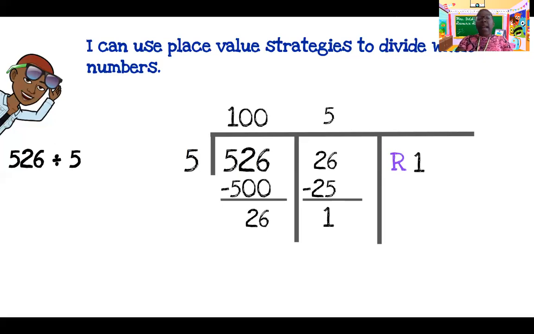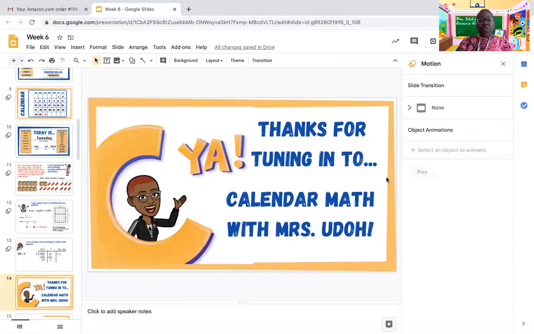So remember, we're not quite done yet because we said that these are partial quotients. So we have to put them together to get our final answer. So we're going to say 100 plus 5 equals, that's right, 105. And we have to make sure we include our remainder. So the answer to our problem is 105, remainder 1.